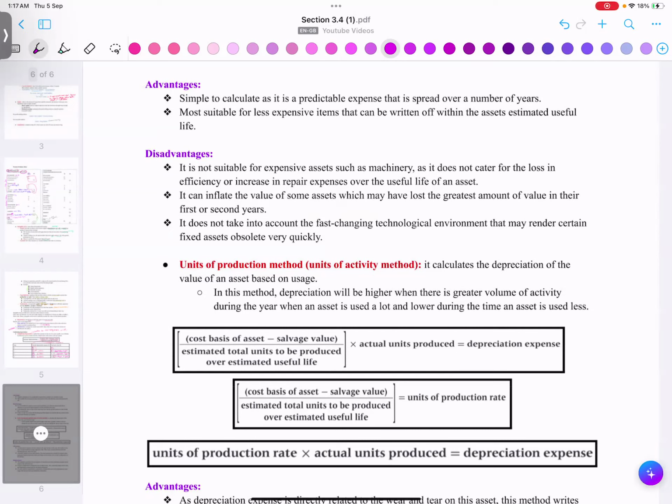That's what I just said. It does not take into account the fast-changing technological environment that may render certain fixed assets obsolete very quickly. Because, like I previously mentioned, these days technology is really, really advanced. Companies are always coming up with new things. So, this is important to keep in mind.